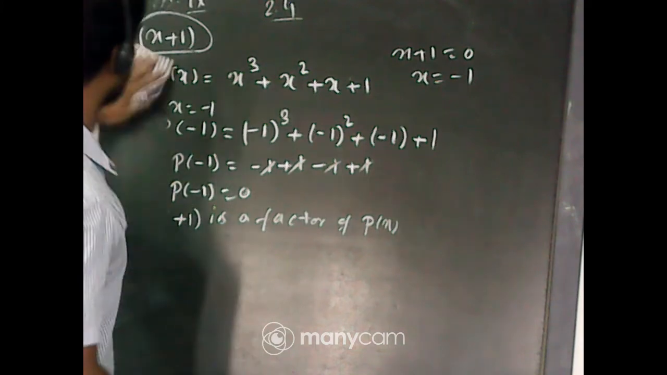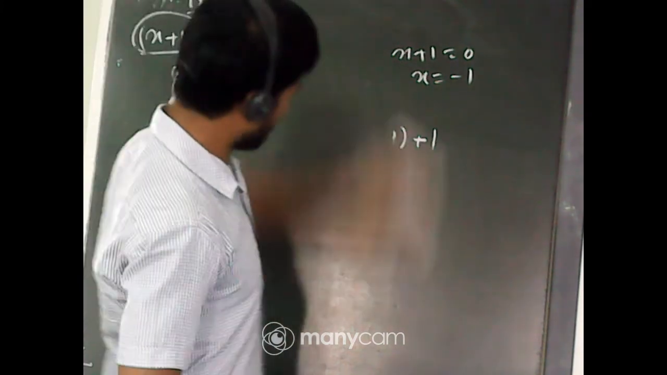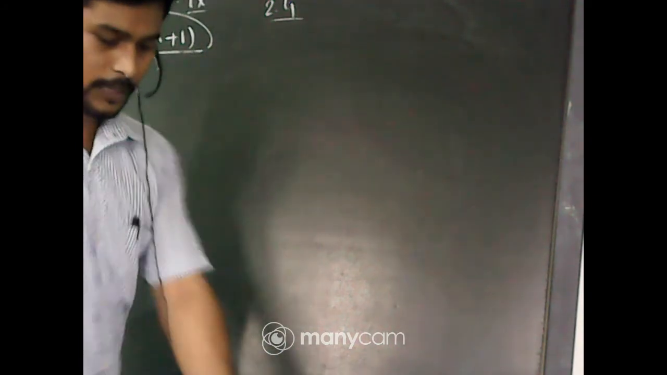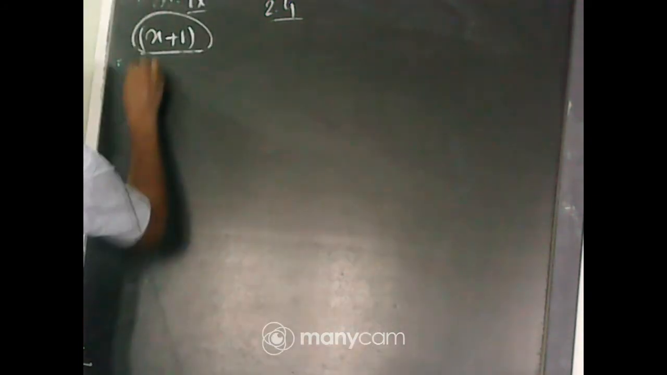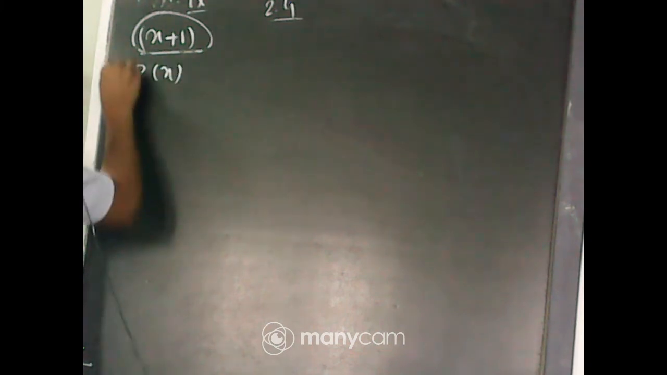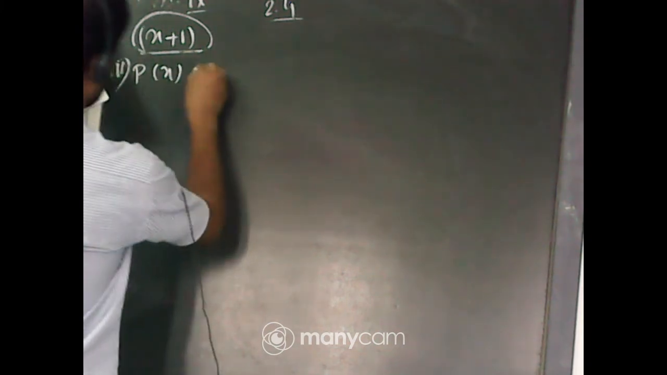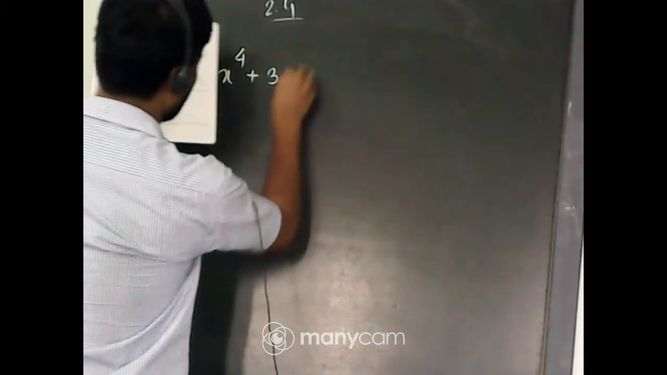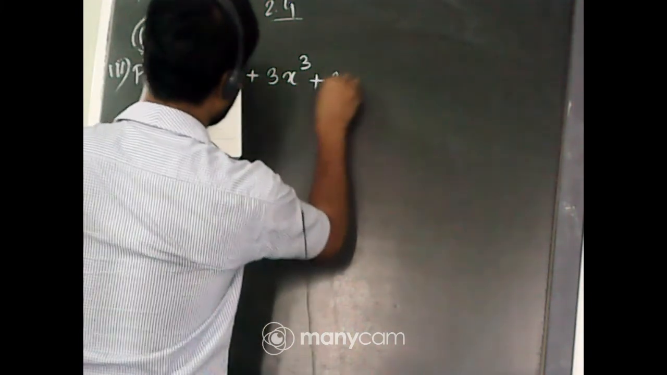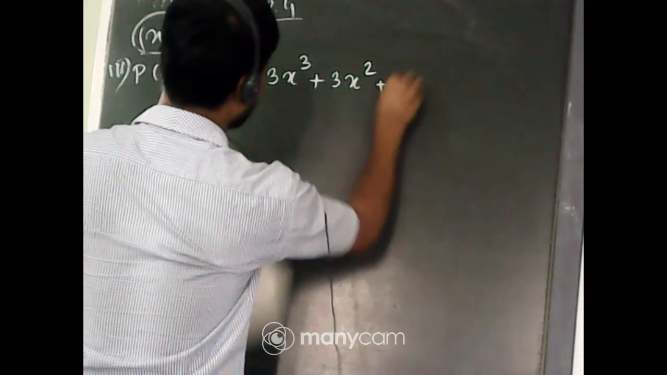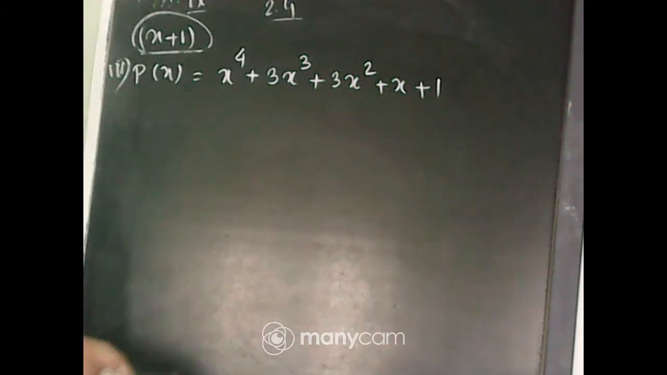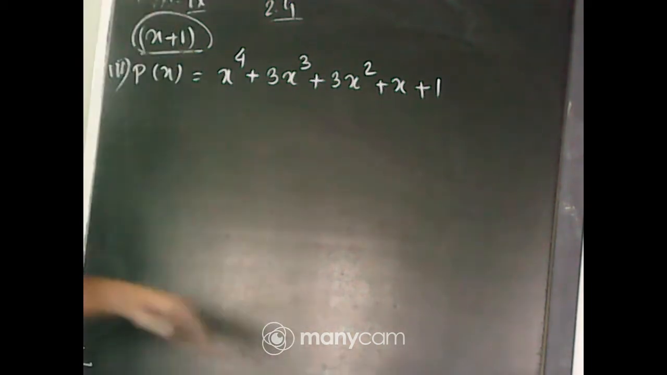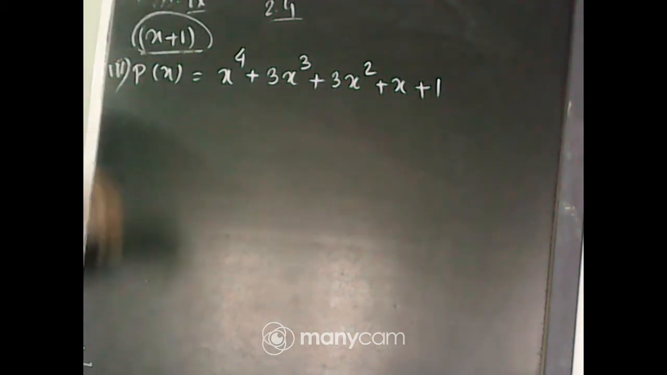Okay, let's solve one more problem. I am solving question number 3 now. We again have to check whether x plus 1 is a factor of this polynomial. The polynomial is x to the power 4 plus 3x cube plus 3x square plus x plus 1. We have to check whether x plus 1 is a factor of this polynomial or not. So what will we put in place of x?